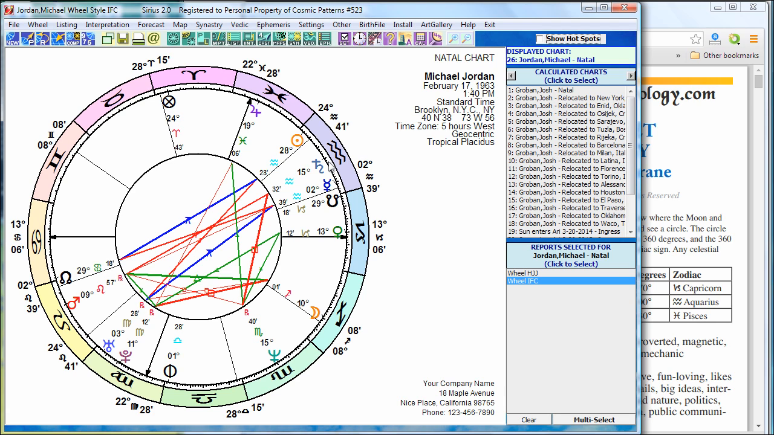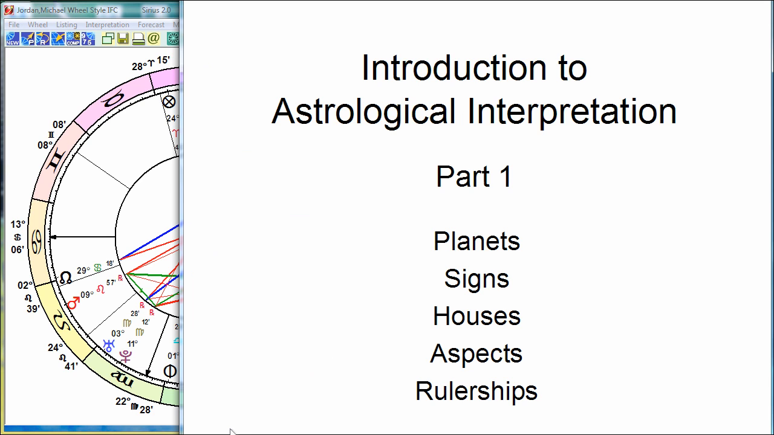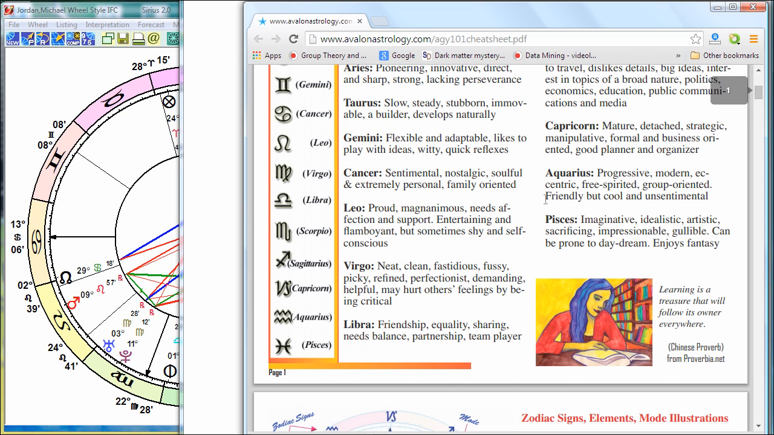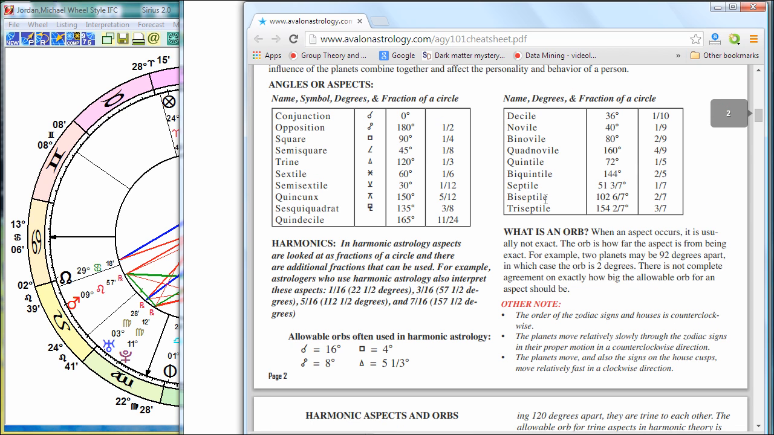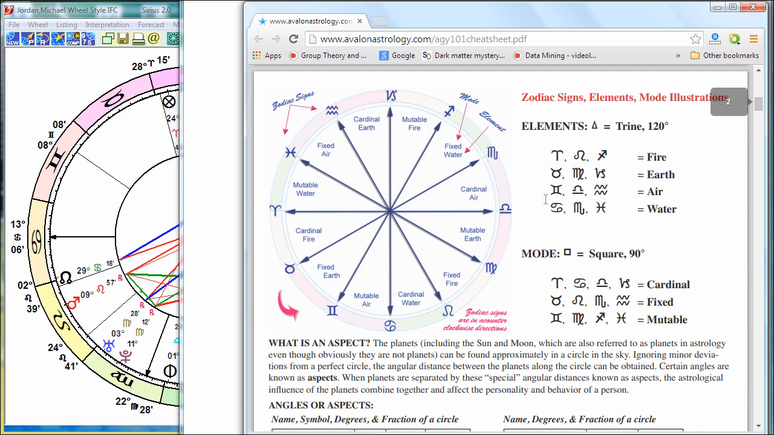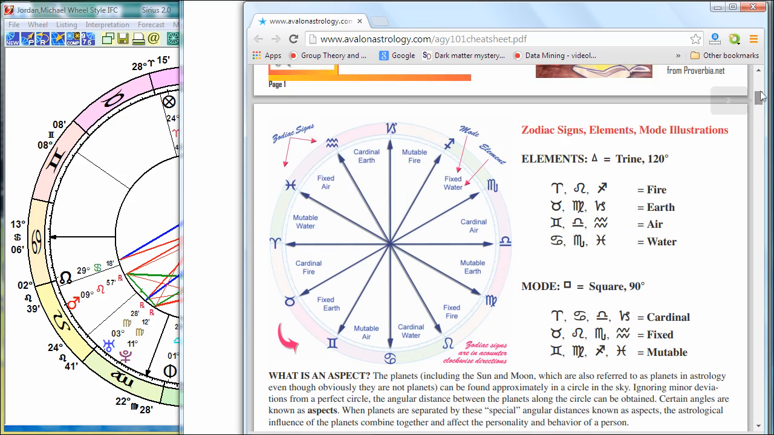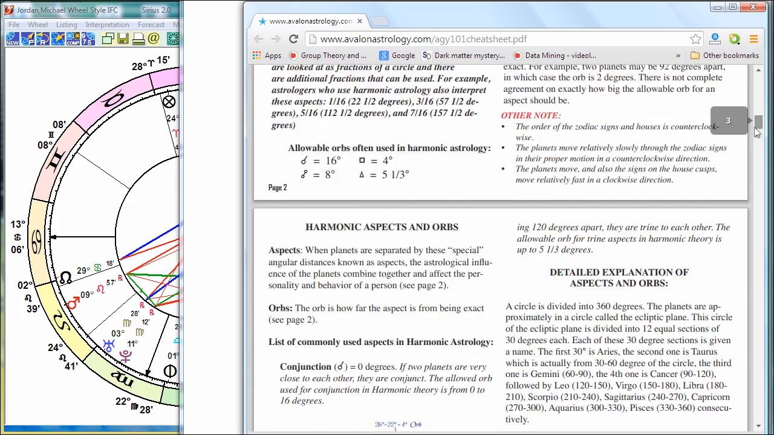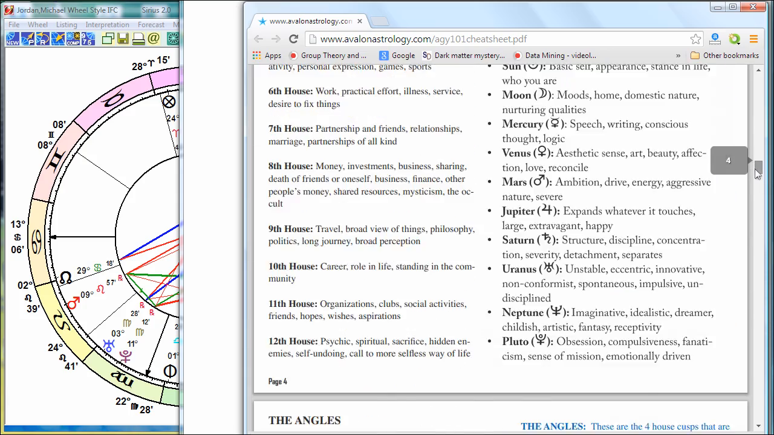So the last thing is rulerships. Rulerships are very important in most astrology. And let me just show you the rulership table to explain this. Let me go to the website, scroll down this document a little bit, and show you these rulerships. Fumbling around here. If I fumble much longer, I will just show you in my other document.